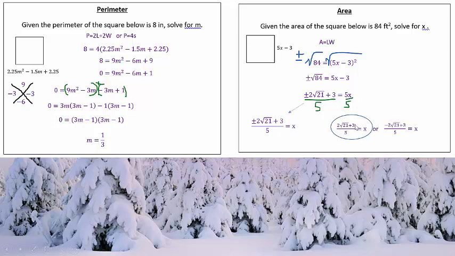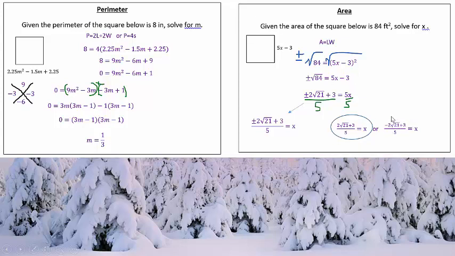Now we want to remember that because this is 2 numbers, we're saying the answer could be positive 2 root 21 plus 3 all over 5, or negative 2 root 21 plus 3 all over 5. So these are 2 different numbers. They're just really nasty decimals. But just like we did with our other geometry problems, we just want to make sure if we go with an answer that it makes logical sense with the problem.